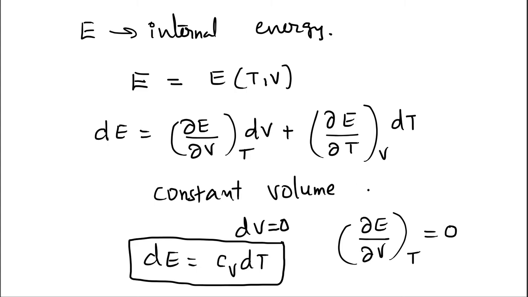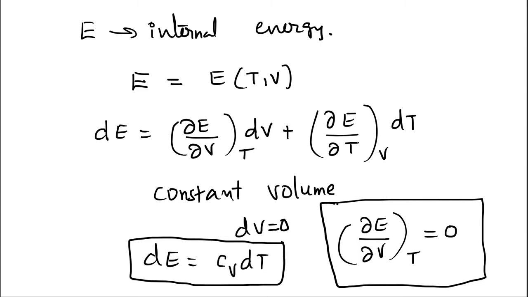So this factor is known as Joule's coefficient, which is 0 for an ideal gas. And it was proved by Joule in an experiment which is called Joule's experiment. What is Joule's experiment? Let's see Joule's experiment.